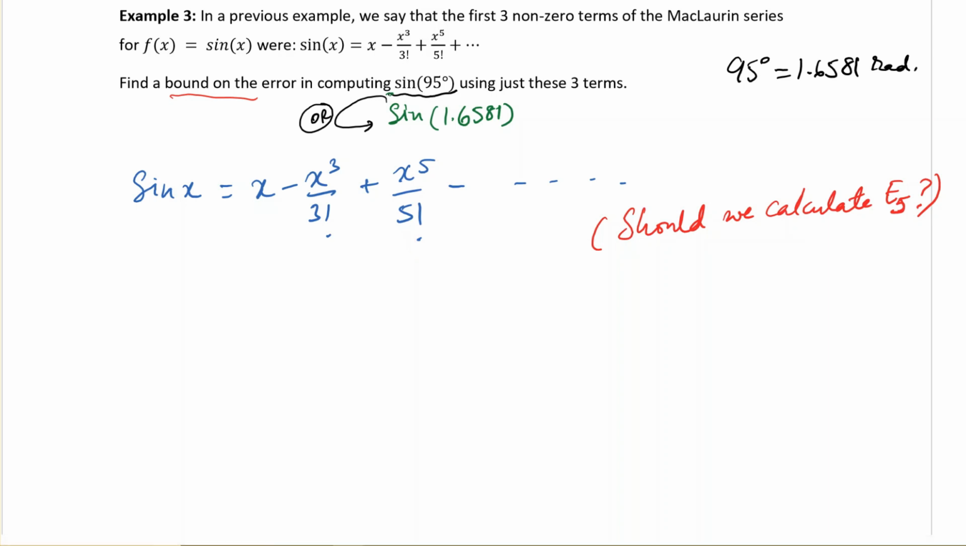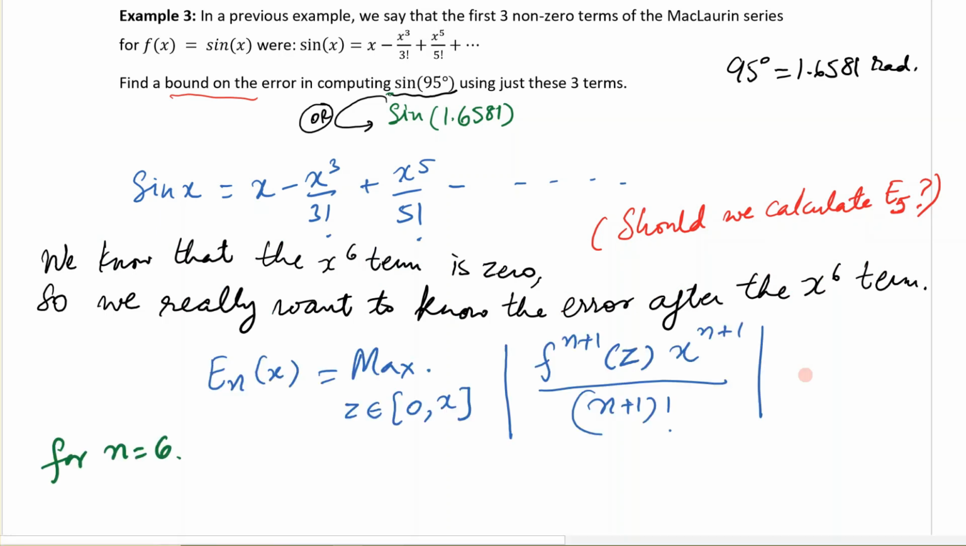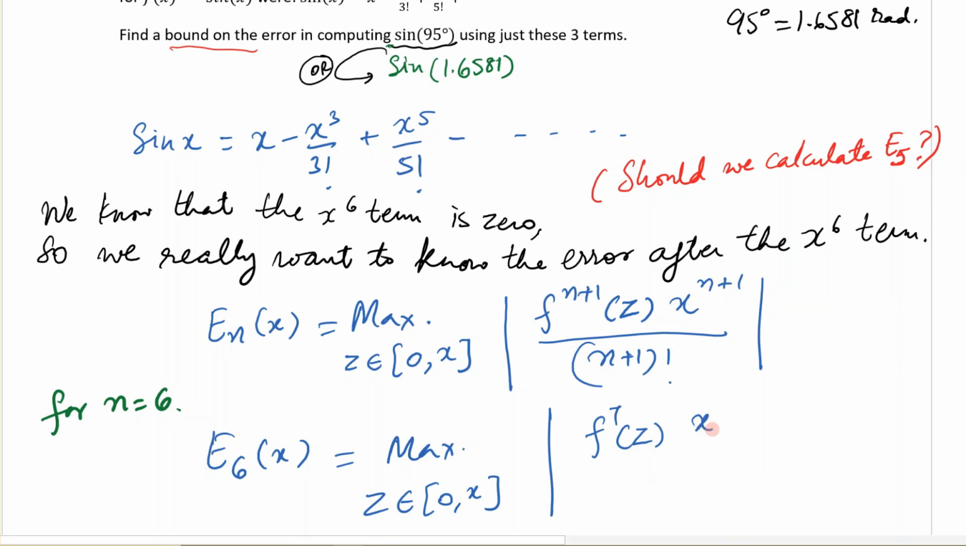But let's take a look and think a little bit deeper. We know that in the sine series, all the even powers of x vanish. So the x raised to power 6 term is 0. So we really want to know the error after the x raised to power 6 term. And what was our error formula? So this is our error formula. If we plug in n equal to 6, the error after the x raised to power 6 term is the maximum, for z belonging to 0 to x, of the seventh derivative at some unknown z, times x raised to power 7 over 7 factorial.